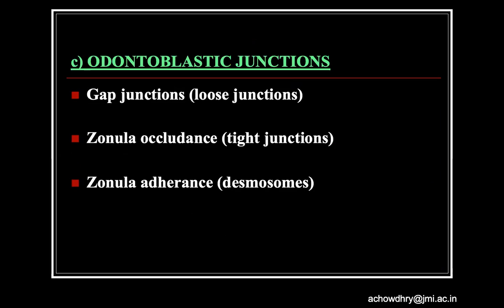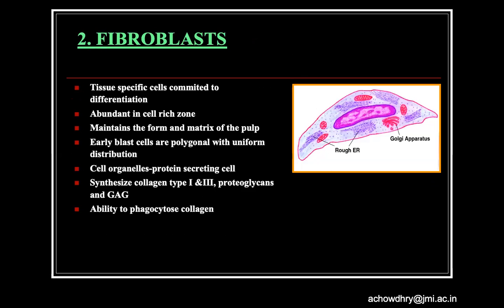Now comes the fibroblast. Very important cells in this structure. It is committed to differentiation. It synthesizes type 1, type 3 collagen, proteoglycans and glycosaminoglycans. It is abundant in the cell-rich zone. It maintains the matrix, the influx and outflux of the cells. It is maintaining the entire cellular setup, form and matrix of the pulp. It also has the ability to destroy, even phagocytose collagen. Also, it has capabilities.